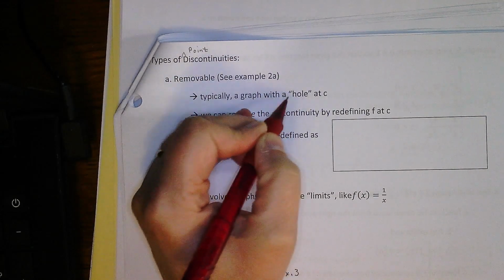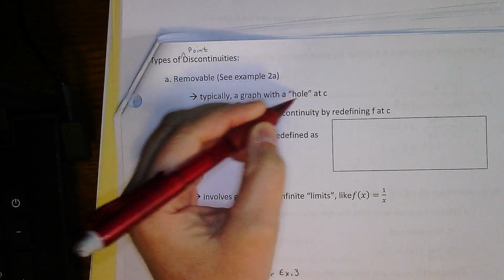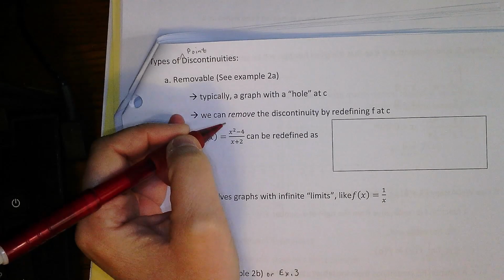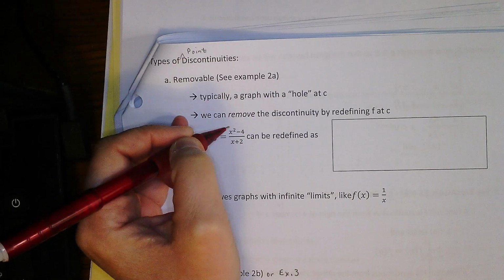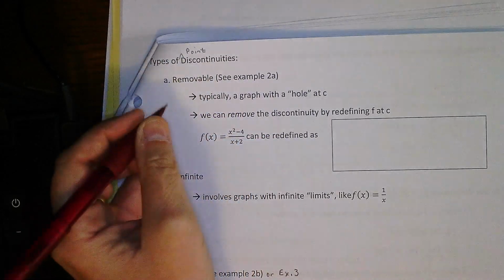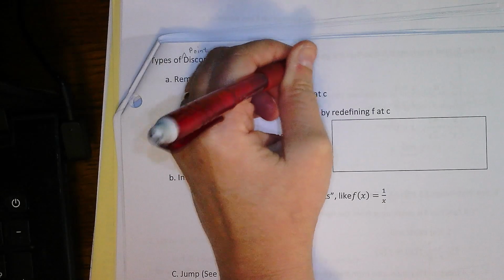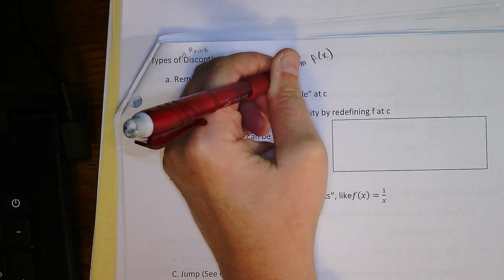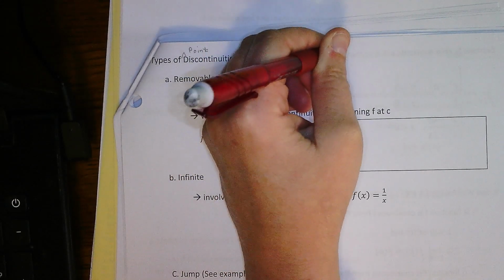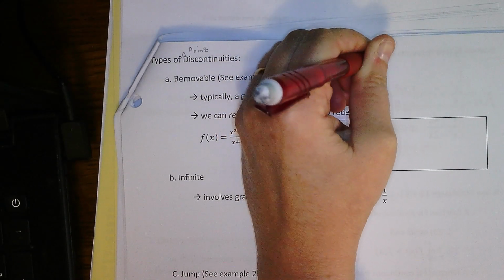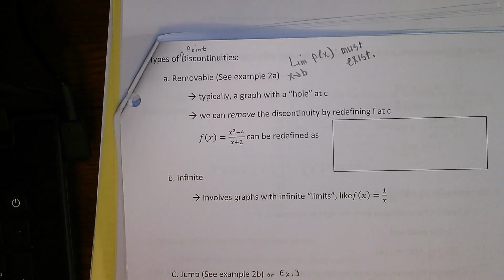Typically, there's a graph with a hole, which means the limit exists. The reason we call this a removable discontinuity is because we can remove the discontinuity by redefining f at c. So let me make sure we write this down. A removable discontinuity is going to look like a hole, and you can always tell. I won't say 100%, but if the limit of f of x as x approaches b exists, then it's probably going to be removable.